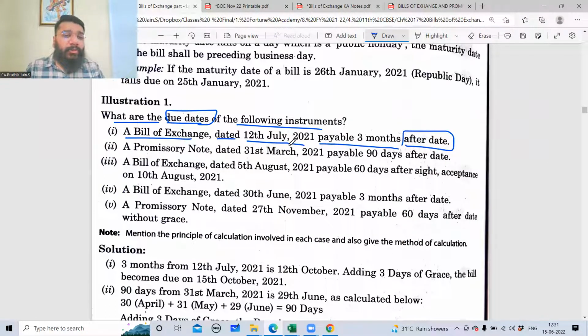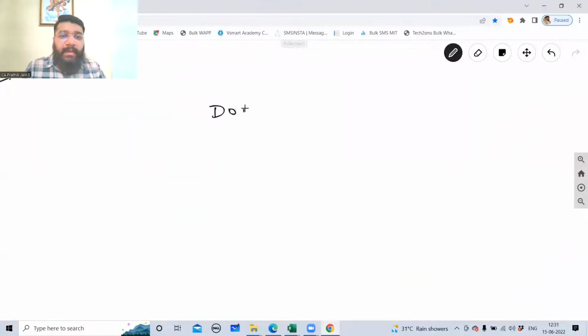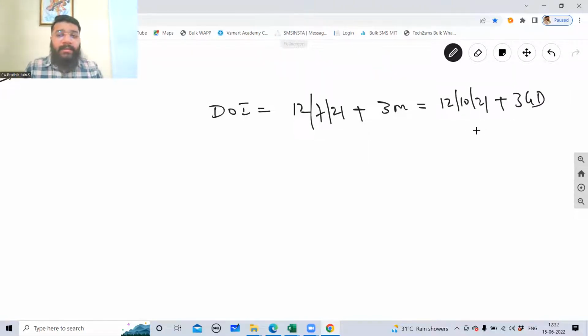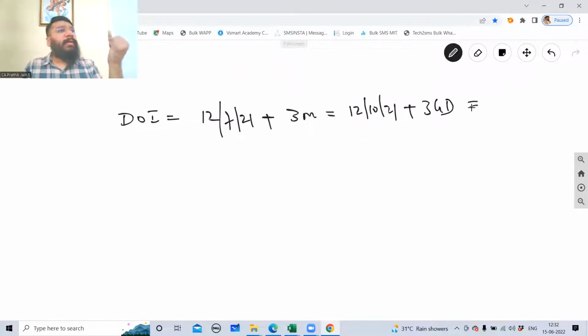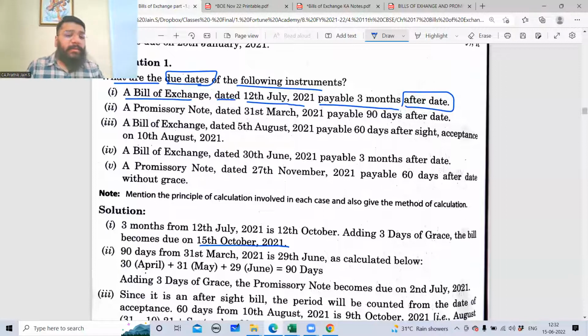So what is the date of issue? Date of issue is 12 July 2021. Plus the term of the bill is 3 months. So what is the date you'll get? August, September, October. So can I say 12th October 21 plus 3 grace days: 13, 14, 15. So 15th October 21 is the due date or the maturity date.